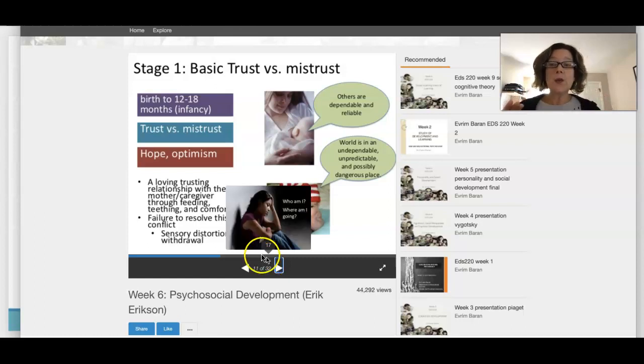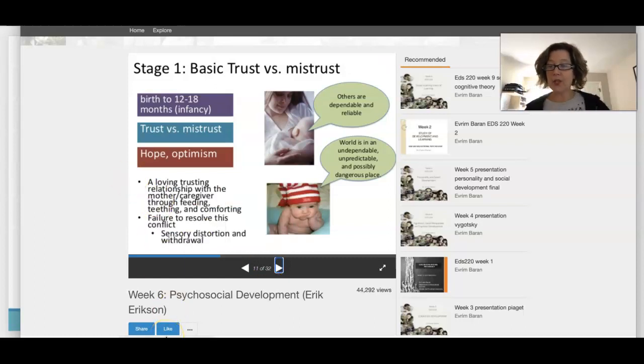Specifically, stage 1 is again that birth to infancy stage. This is trust and mistrust. So they basically are saying others are dependable and reliable versus the world is an undependable, unpredictable, and possibly dangerous place. So in this stage, it's really important that they go, okay, this world is a good place, versus, I'm not getting my needs filled, and this place is not a great place.